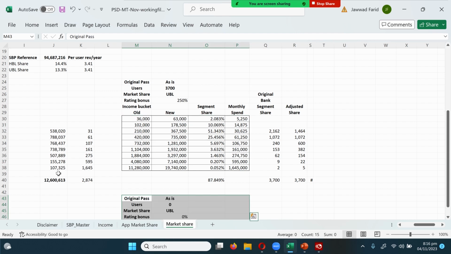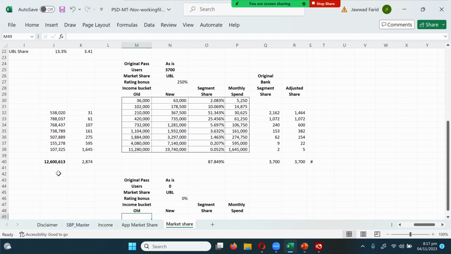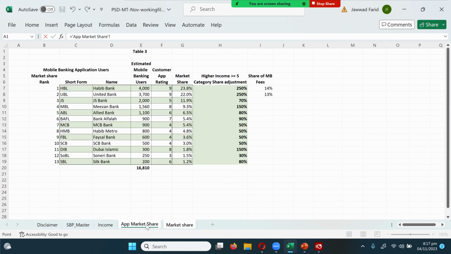Alright, so I've got these figures here. Now, which bank am I working on? I'm working on JS Bank, right? So I'm going to do JS Bank, and for JS Bank, where are the number of users? The number of users are given in app market share. App market share is here.